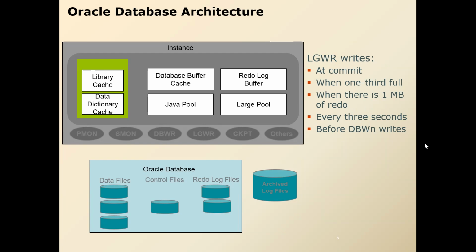Either of these conditions can trigger it, or every 3 seconds it will write. Or before the database writer process writes the data from the database buffer cache to the data file. Before the database writer process writes the data to the data file, your log writer process writes the data from the redo log buffer to the redo log. So this is the place where the change data comes.